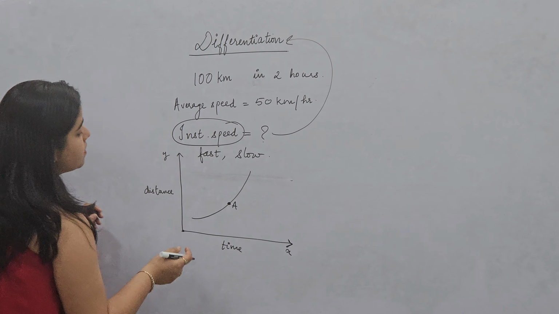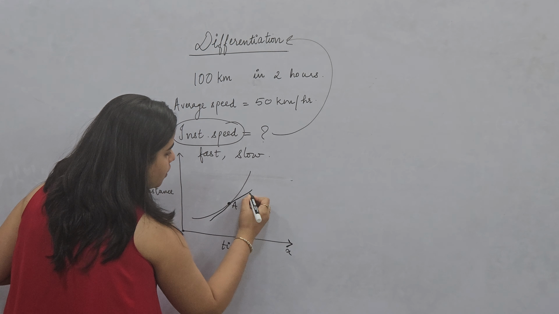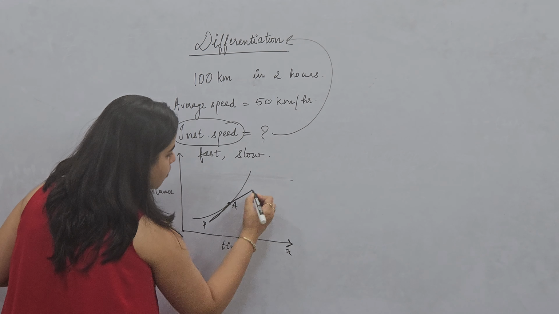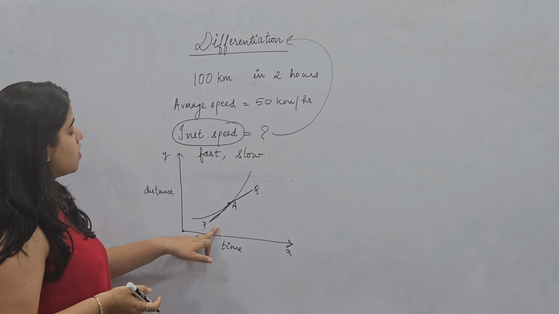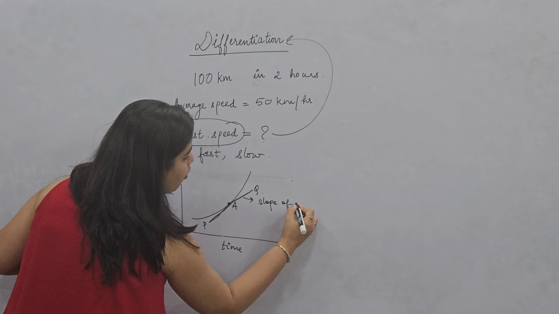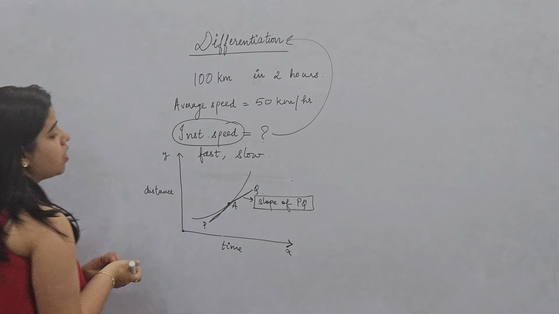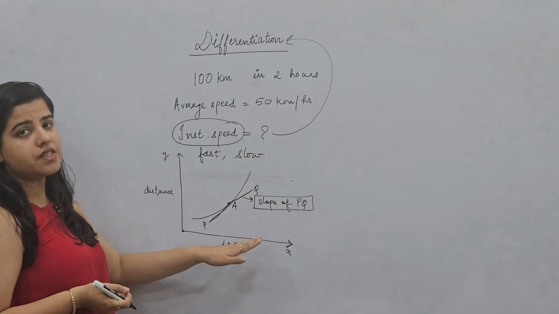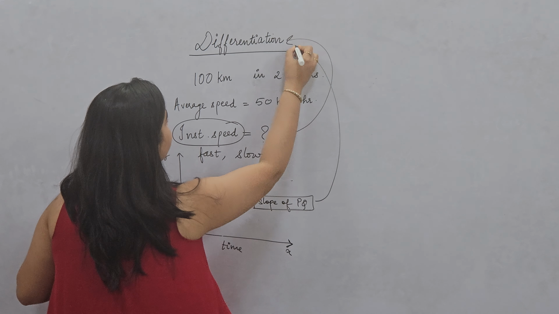Now how will you find the speed? First you'll draw a tangent at that point. Suppose PQ is your tangent. So you'll draw a tangent to the curve and find the slope of this line, the slope of PQ. The slope of PQ is your instantaneous speed. So how do we find the slope of PQ? We use the help of differentiation.